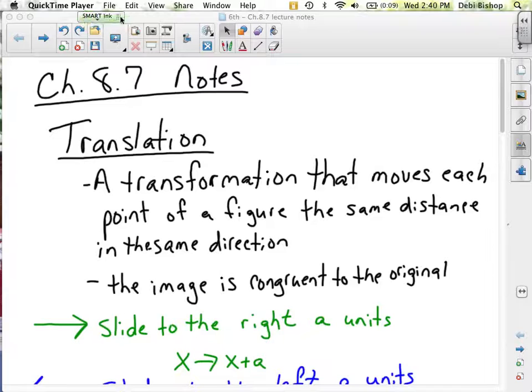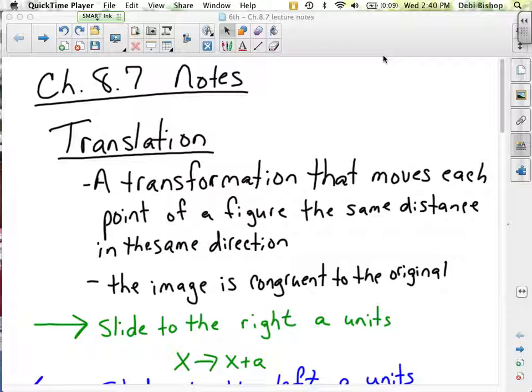So, sixth grade, we're going to talk about translations and rotations as some more transformations to be learned. This is chapter 8, section 7. So make sure you take notes on this and bring it to class to show me that you did it.